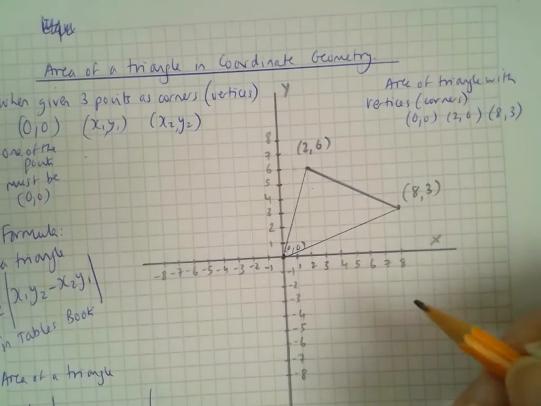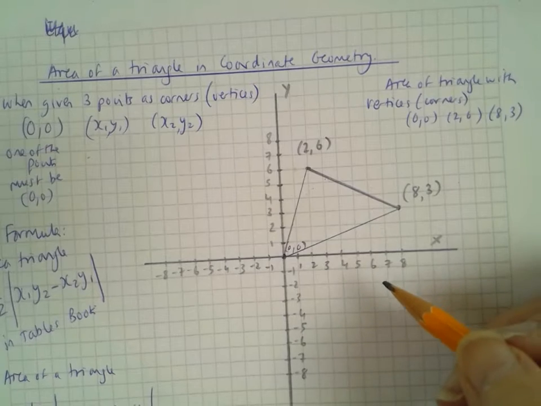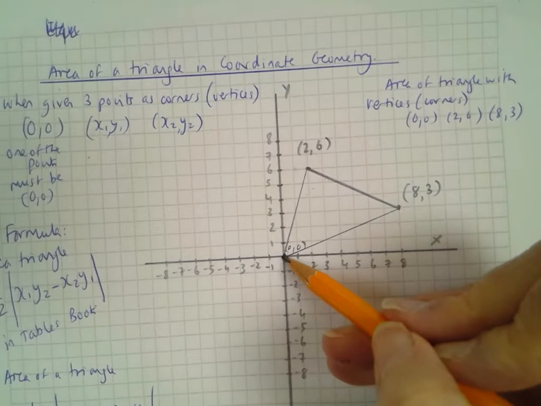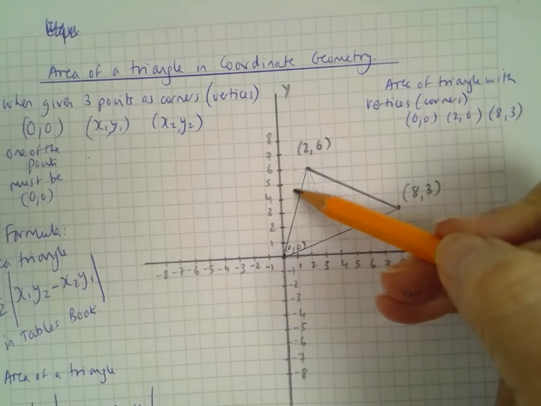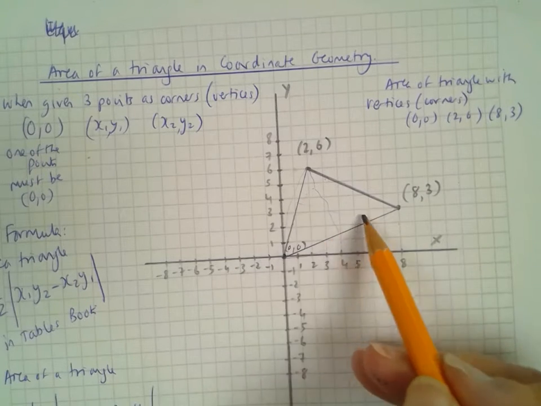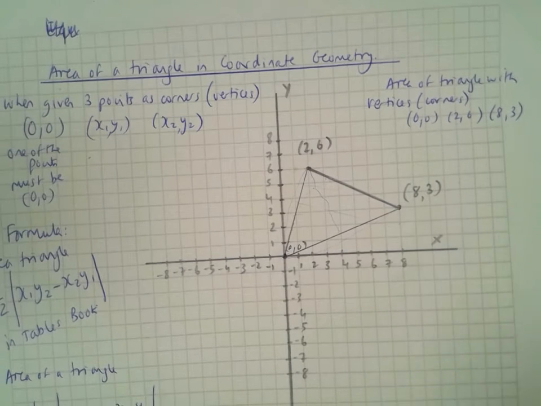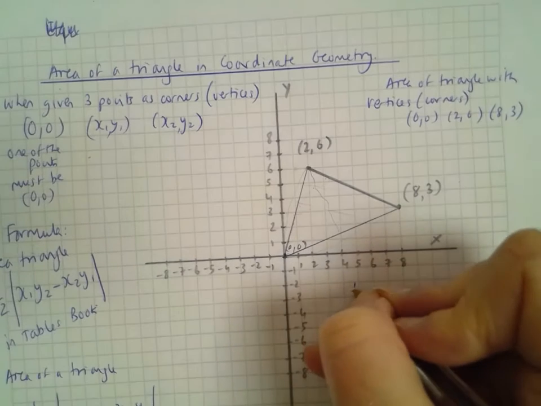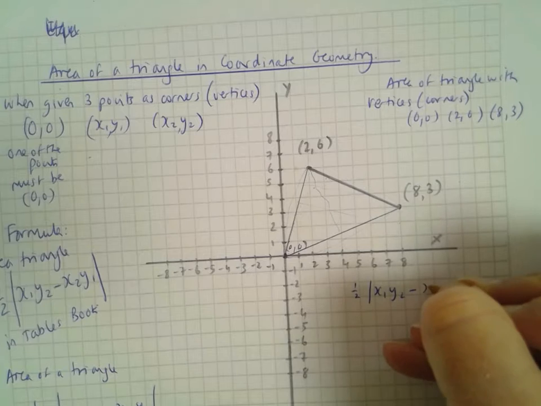Now, if we didn't have the formula and we had to find the area of the triangle, I suppose what we could do is find the length of this and somehow find this height, or find the length of this and somehow find this height, but it's going to be very complicated. So actually this formula will be very useful here. So what's our formula again? Our formula is a half x1, y2 minus x2, y1.